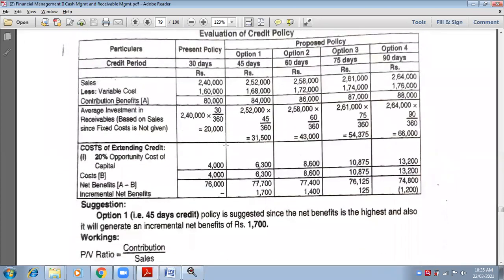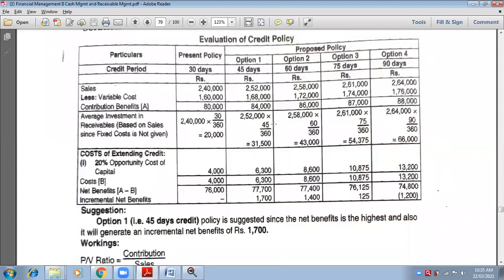Next, option number one. What is the sales? 2 lakh 52 into how many number of days? Come on, unmute and tell me. 45 divided by 360. So 2 lakh 52 is sales into 45 credit period divided by total number of days 360. What is the answer? 31,500. You are doing it on the calculator, no? Because our book can have printing mistakes too. Yes, ma'am.